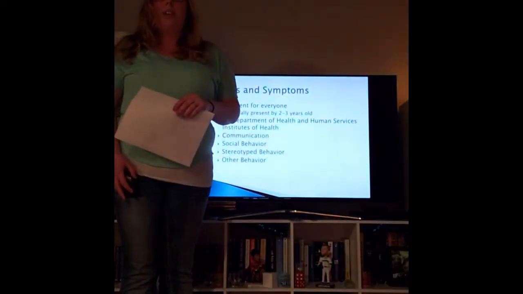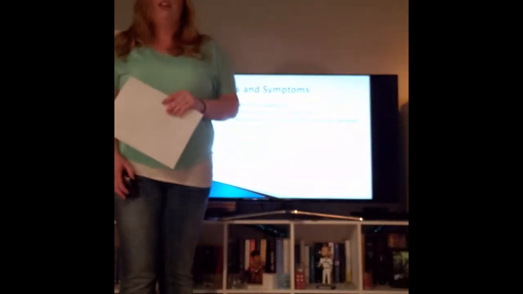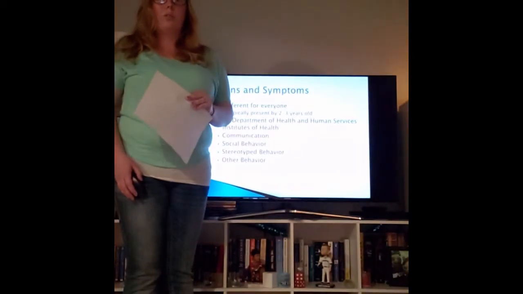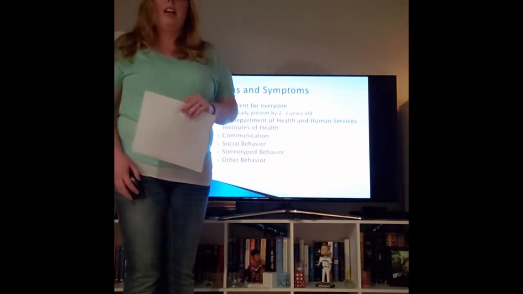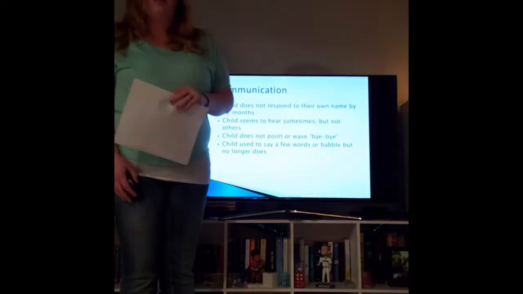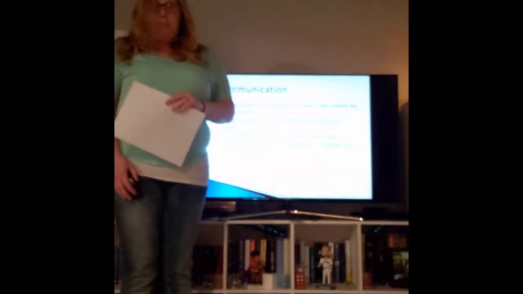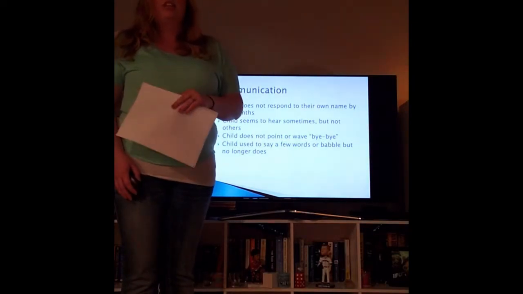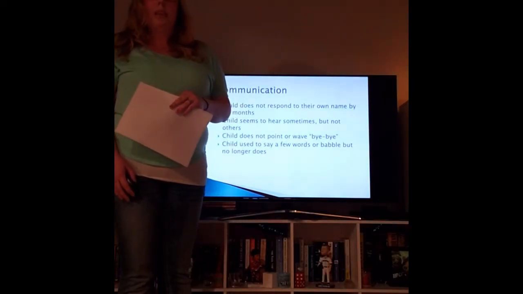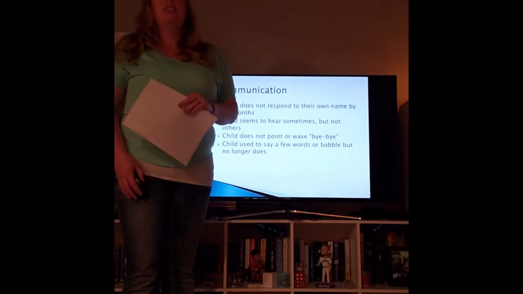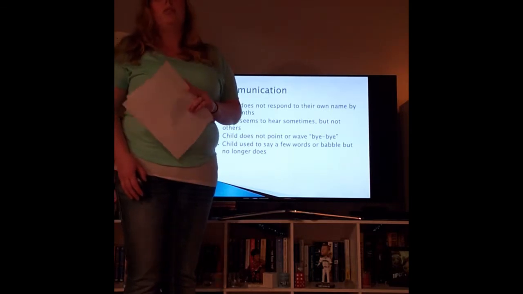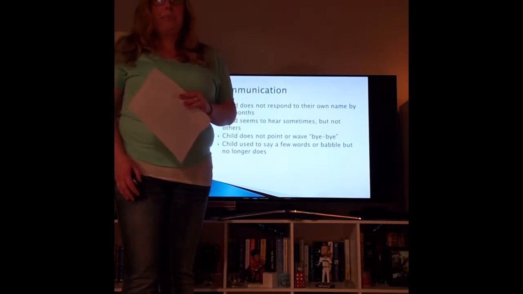The U.S. Department of Health and Human Services Institutes of Health have broken signs and symptoms into 4 categories: communication, social behavior, stereotyped behavior, and other behavior. The communication category includes some of the following behaviors, but this is not a complete list. The child does not respond to their own name by 12 months. The child seems to hear sometimes, but not others. The child does not point or wave bye-bye when leaving, and the child used to say a few words or babble, but no longer does.